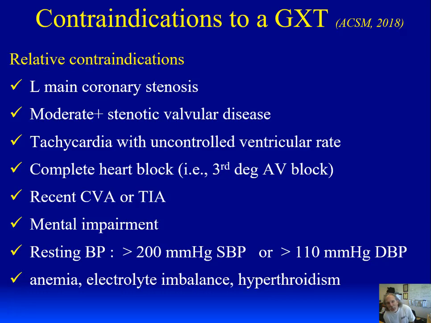So what about relative contraindications? So if they've got coronary stenosis, stenotic valvular disease, you'll learn about that when we go over valvular disease, tachycardia with uncontrolled ventricular rate. If they've got a complete heart block, that's third degree AV block. If they've had a recent stroke or a transischemic attack, any mental impairment that they don't understand what they're doing, if their blood pressure is elevated, so either 200 or higher of systolic or 110 millimeters of diastolic, or if they're anemic, they've got an electrolyte imbalance or hypothyroidism.